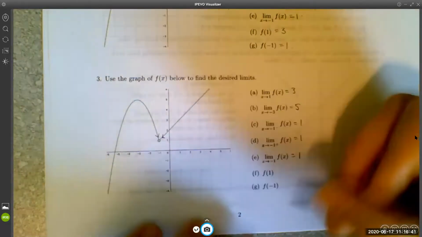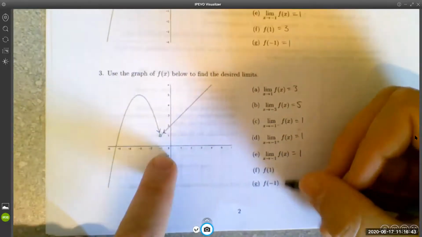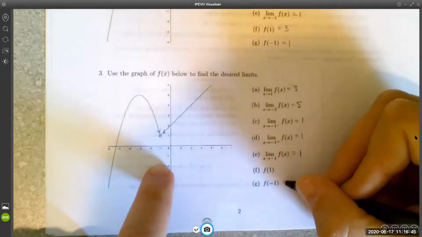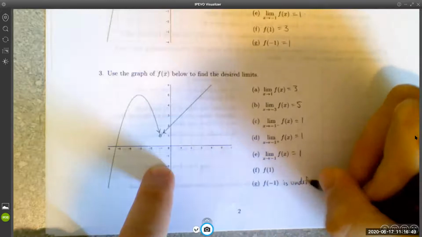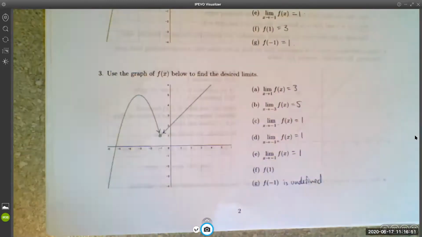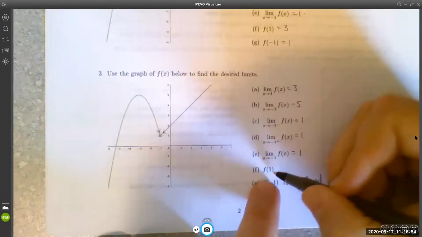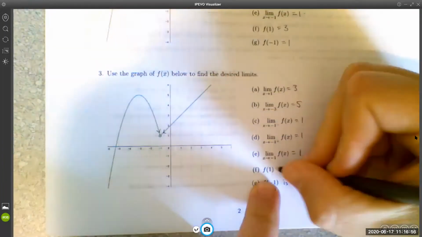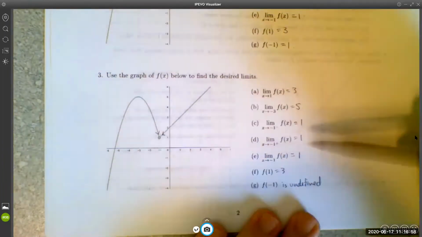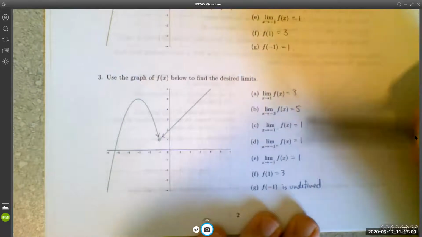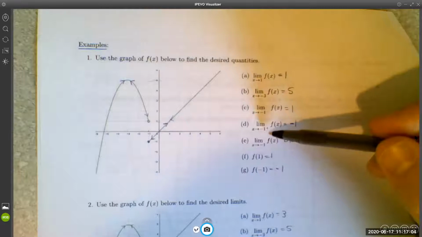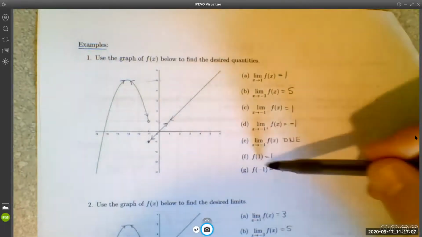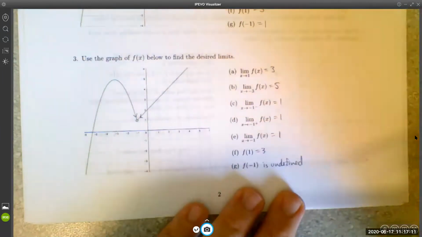But notice this time that f of -1 itself does not exist, right? It's undefined. So this is an example, and maybe let me say f of 1 is again 3, right? So this is an example of something where the limit exists, but the function value doesn't. The first example was an example where the limit did not exist, but the function value did. Here, the limit exists, but the function value does not.